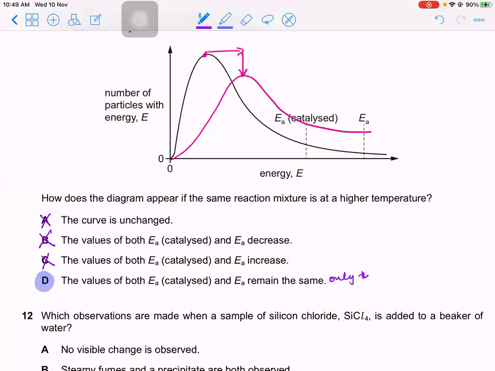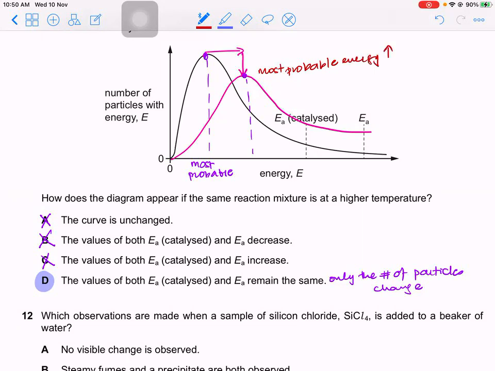Only the number of particles change. And what else changes? The most probable energy. This energy changes. You see here, this was the most probable energy. That now increases. So most probable energy increases, but everything else stays the same. Most probable energy means the energy which most particles have, the highest energy that you've reached. So most probable energy will increase, yes, but everything else stays the same.